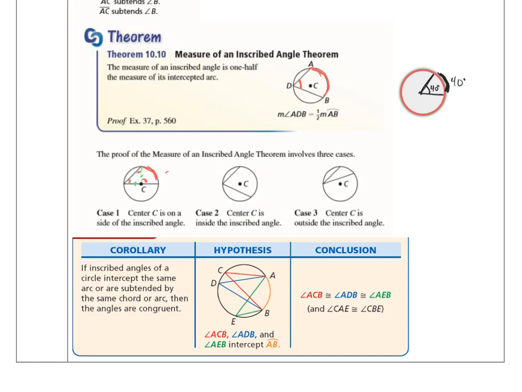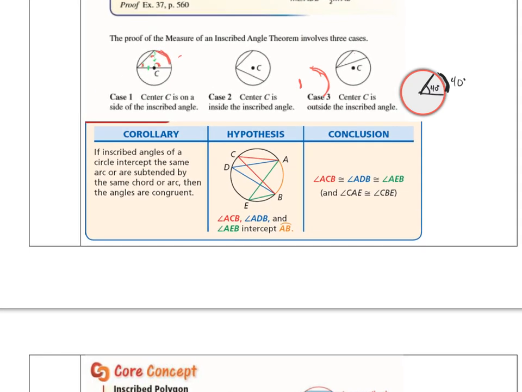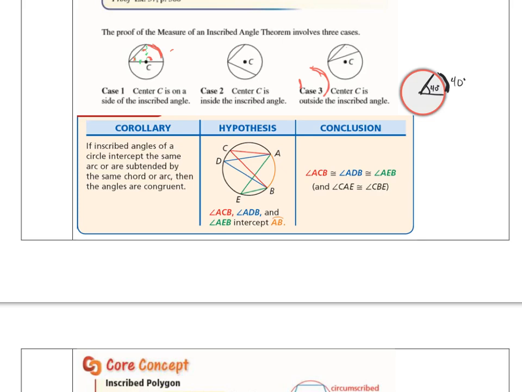Here's a corollary to all this. If inscribed angles of a circle intercept the same arc or subtend the same chord of an arc, then the angles are congruent.